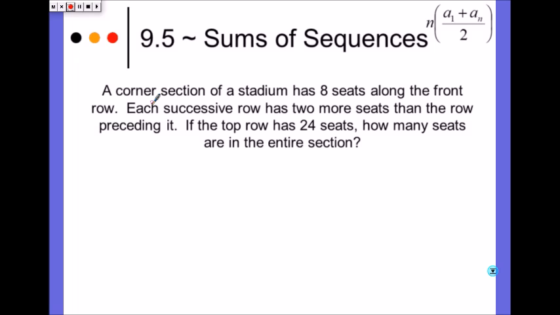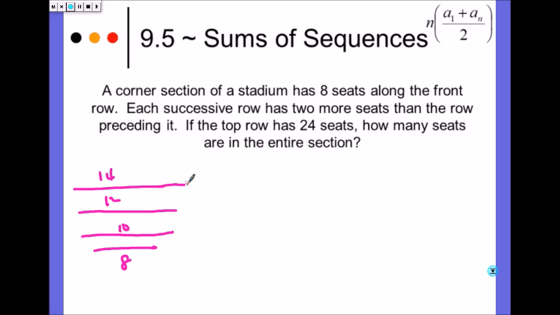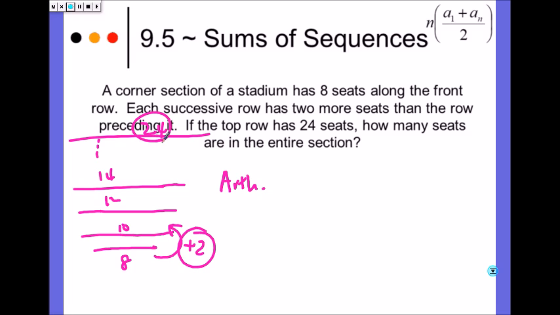Each successive row has 2 more seats than the row preceding it. So there are 8 first, and then 2 more, so 10, then 12, 14, and so on, okay? So as you can see, it's increasing by 2, so it is an arithmetic sequence. And the question is, if the top row has 24 seats, and that's 24, how many seats are in the entire section?